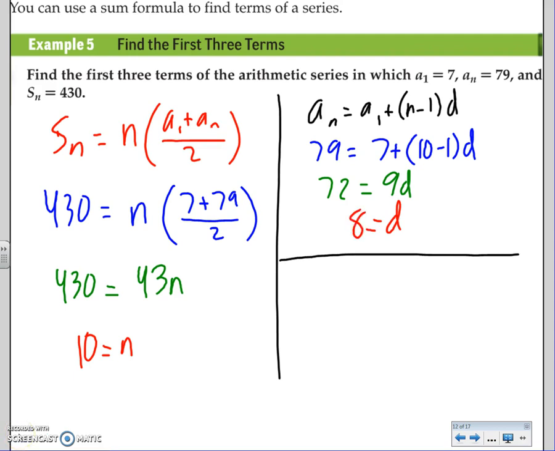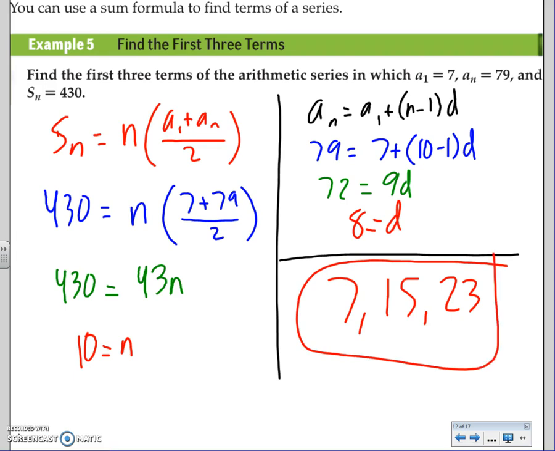Lastly, once we have d, a common difference is added to the original term. So the first term was 7, I add 8 to make 15, I add it again to make 23. Those are my first 3 terms. Alright, so find n, find d, then use it with our first term, a sub 1.